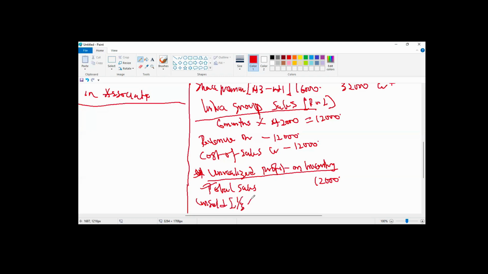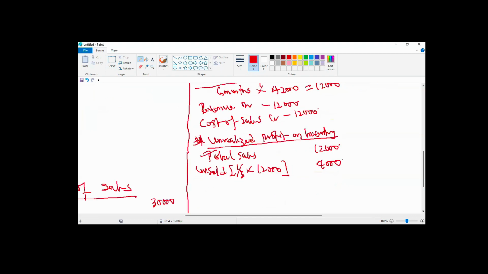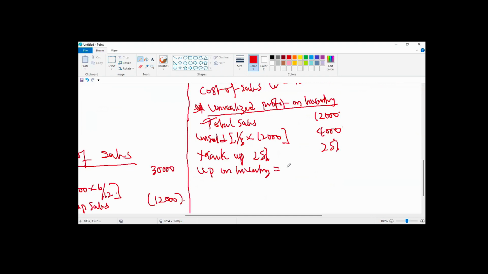Unsold is 1/3 of 12,000. That is 4,000. At a markup of 25%. Unrealized profit on inventory now equals 25/125 times 4,000. What does it give us? 800. 800. Now look at the treatment.